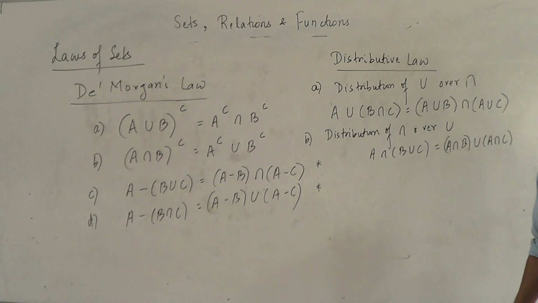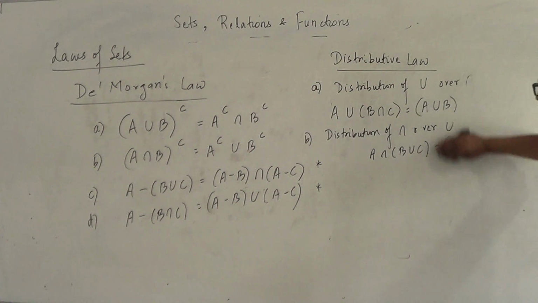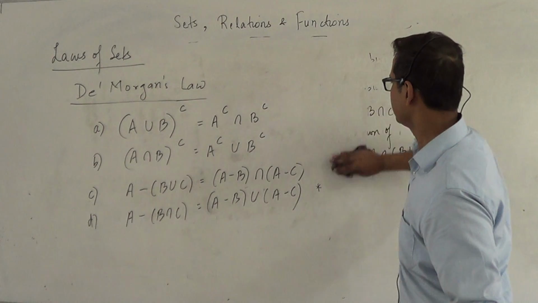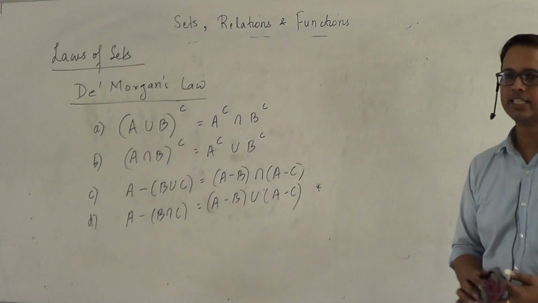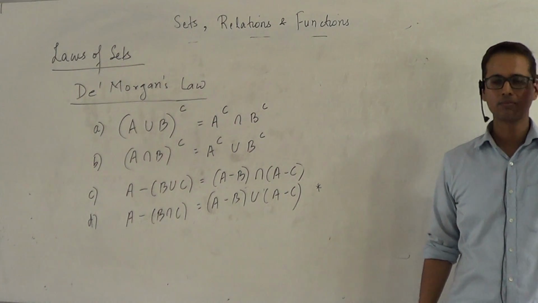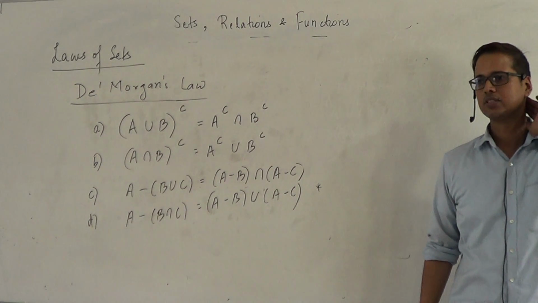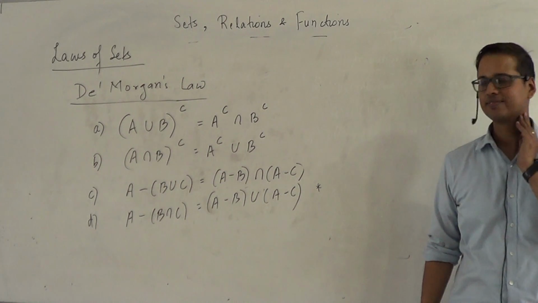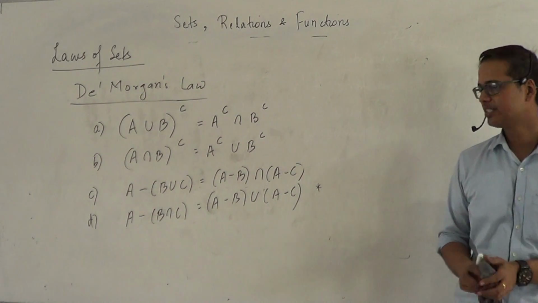So you can just expand A intersection B. Expand A minus B union C as A intersection B union C complement. Good idea, sir. Are you done with any one of them? B or C or D?